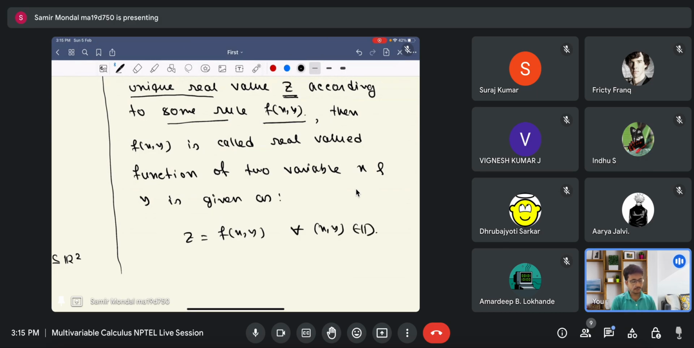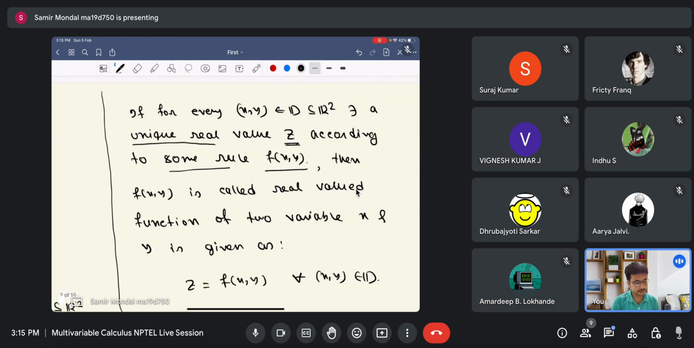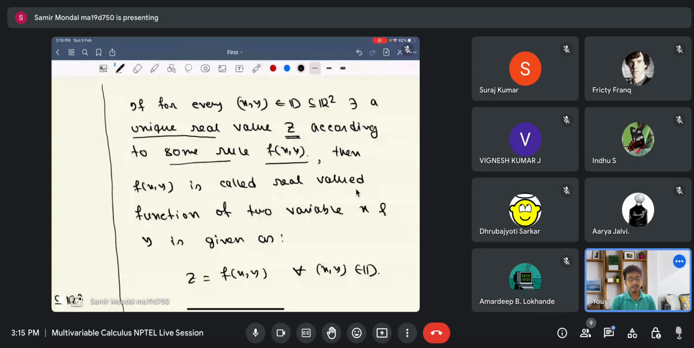So what is the difference between single variable functions and two variable functions? For a single variable function, your domain is from R, and for a two variable function, your domain is from R2. In both cases there is a one-to-one correspondence between your domain and your range set. Is it fine? Please tell me.